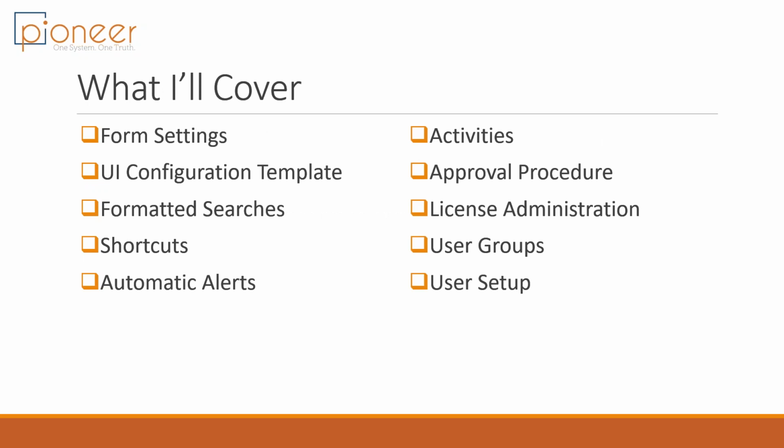Some of the things that I'll cover more specifically include form settings, the UI configuration template, formatted searches, shortcuts, automatic alerts, activities, approval procedures, some enhancements in 9.3 on the license administration module, user groups, and user setup. For the remaining time, I'm going to jump straight into SAP Business One, and I will show you all these features one by one. If you have any questions, let us know. I know that Oren will be monitoring those, and will stop me if needed. I will sure try.